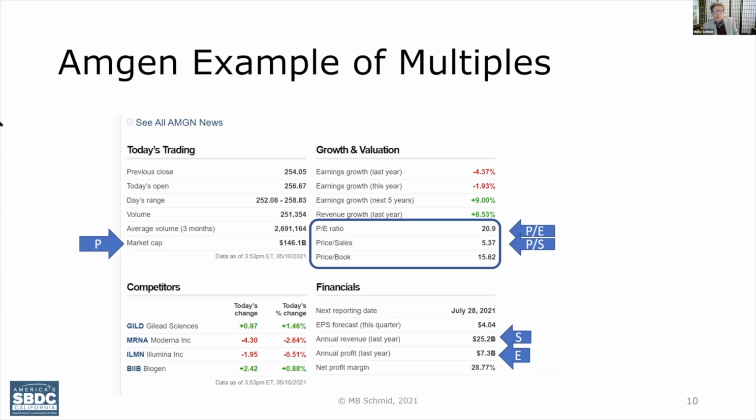Okay, so here's just an example for Amgen, the ratios, price to earnings. And if any of you are CFOs or have CFOs, this isn't exactly right, but roughly the P to E ratio is roughly the market cap, the value, to the earnings or annual profit. So it's roughly P to E, 146 divided by 7 gives you roughly 20. Here, the price to sales is the value, the market cap divided by the revenue. And so this is roughly how you can estimate your own value based on your own projections.